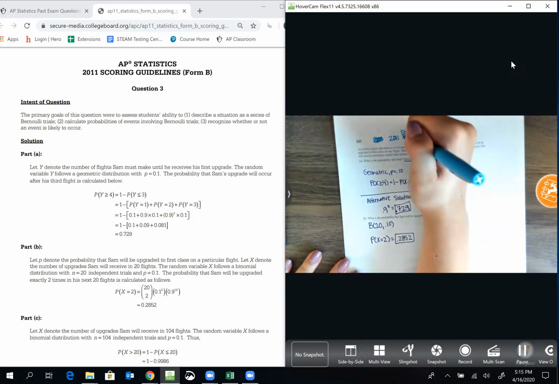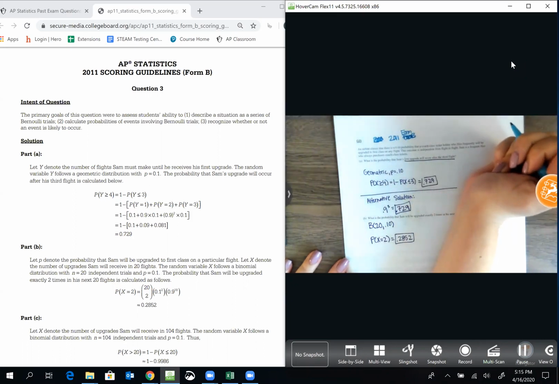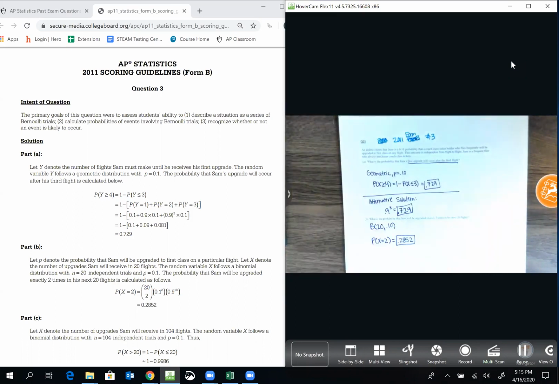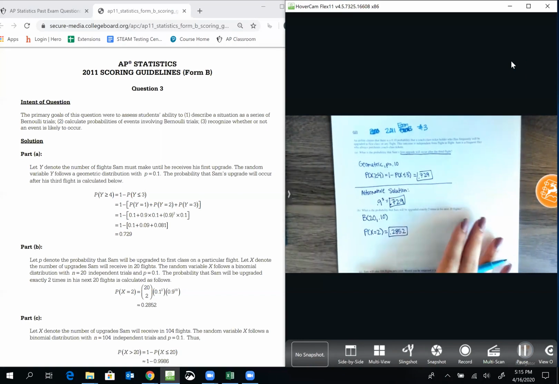I don't know why I had so many issues writing that. 2011, Form B, number 3. Just Google AP Statistics 2011 Scoring Guideline, Form B. So we can see, again, they're using the old school way of solving these problems, but we are young and hip, so we don't use the old school way. Let's just double check the answers, and then I'll just go down below.